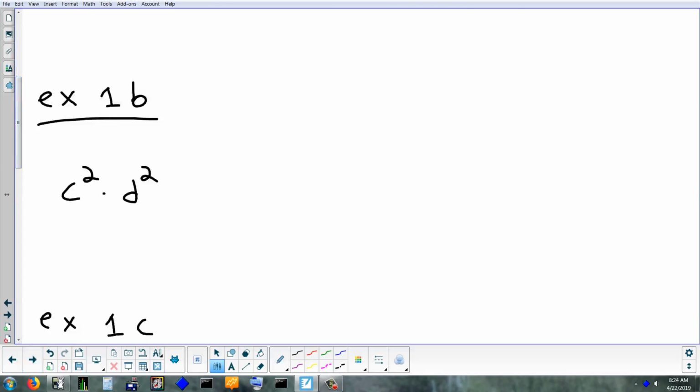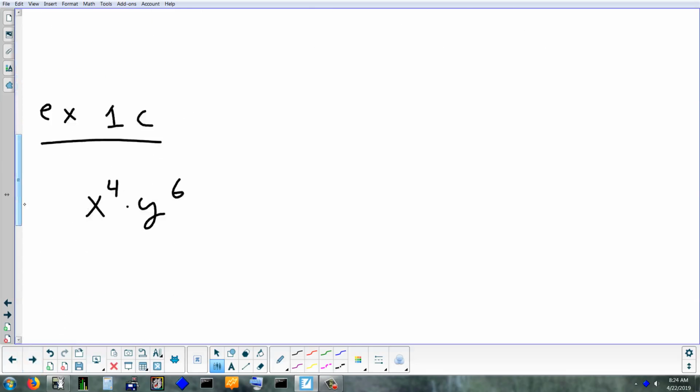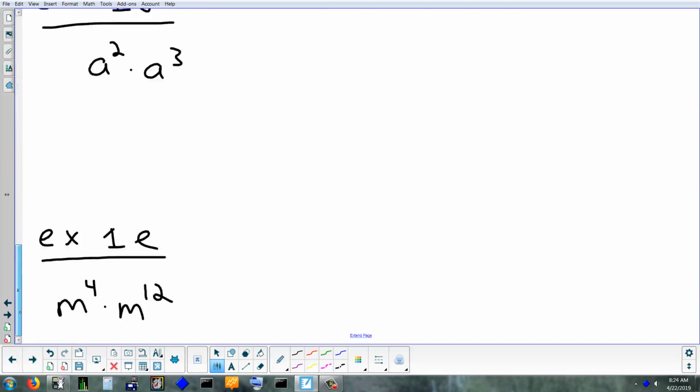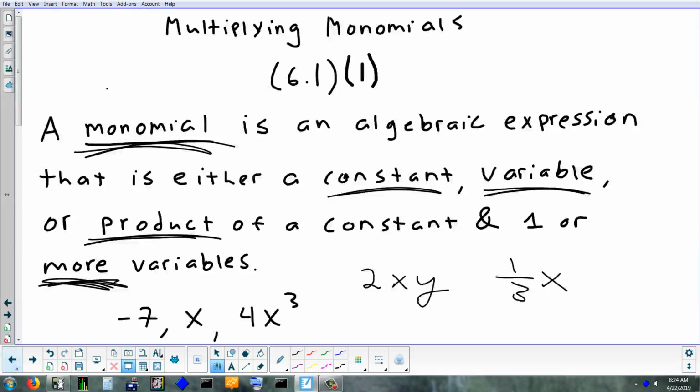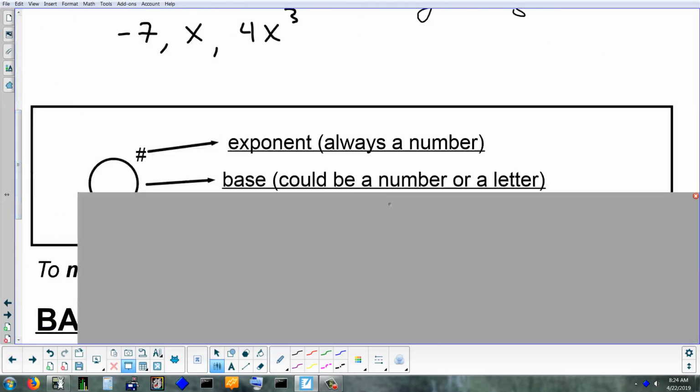So how about that? Is that a monomial? C squared times D squared? Does it have addition in it? No. Does it have subtraction? No. Is it just letters and numbers? Yeah, in this case, it's just letters. That's a monomial. How about that one? Monomial? Yeah, just a product of letters and numbers. How about this one, M to the 4th, M to the 12th? Monomial? Yeah. There's no addition, no subtraction. It's just letters and numbers, right? So those are all monomials.